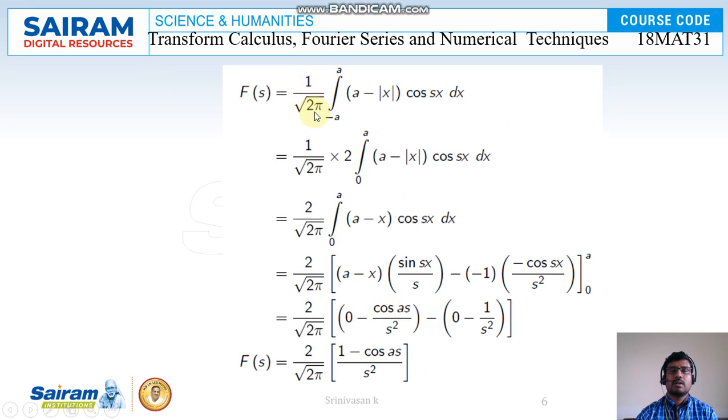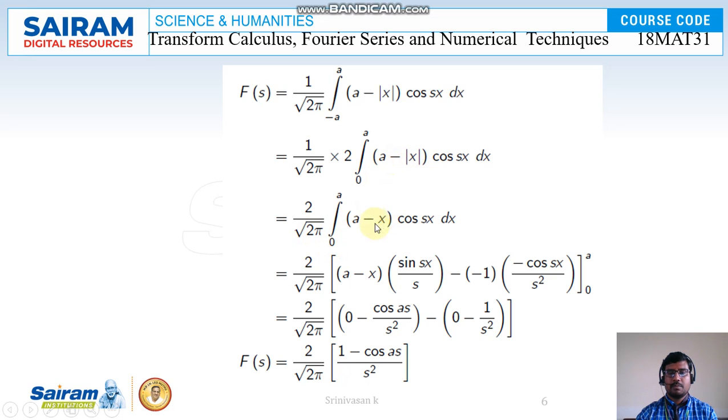And this one: 1 divided by root 2 pi, integral from minus a to plus a of (a minus modulus x) cos sx dx. The second term is 0. Now see the interval, it's a full range, so I convert it to half range. So 1 divided by root 2 pi into 2, integral from 0 to a, a half range, of (a minus modulus x) cos sx dx. Taking 2 outside, that is 2 divided by root 2 pi.